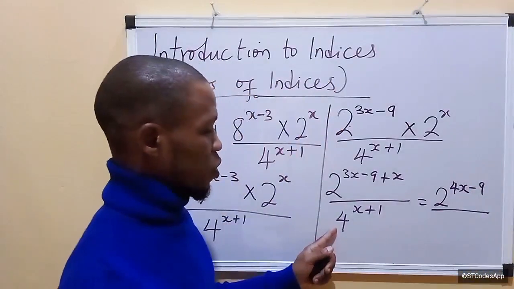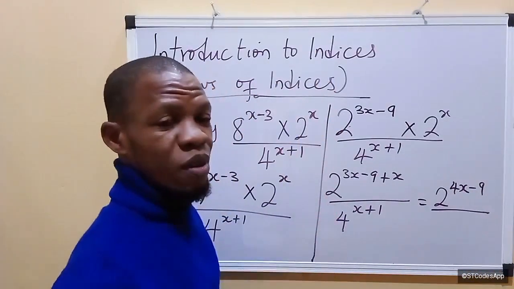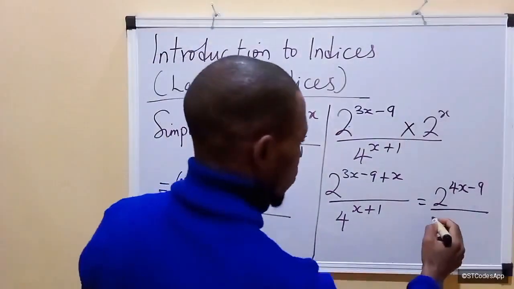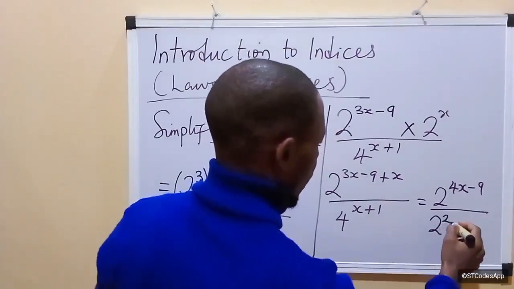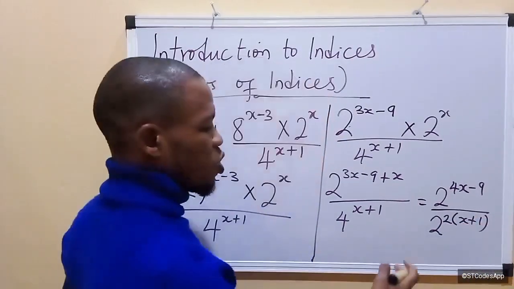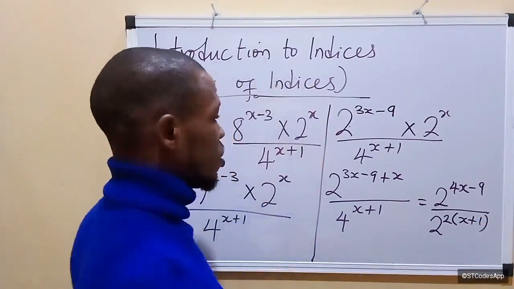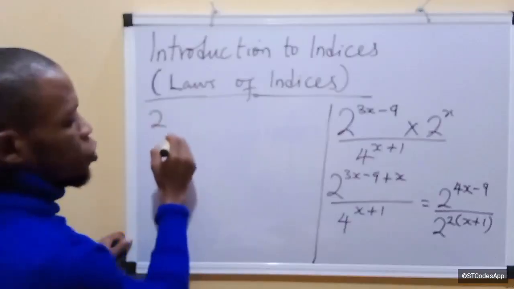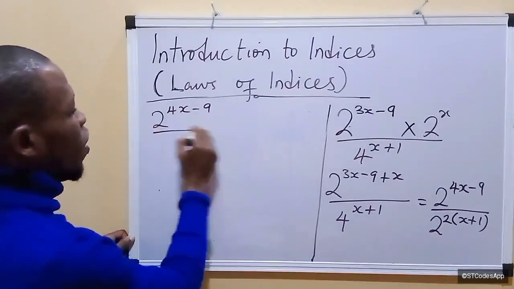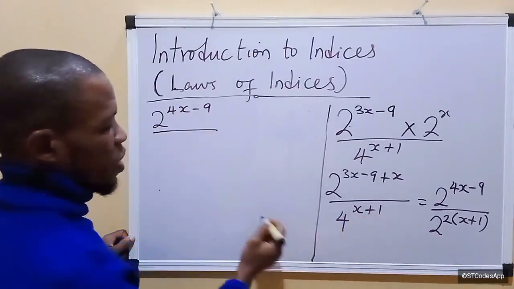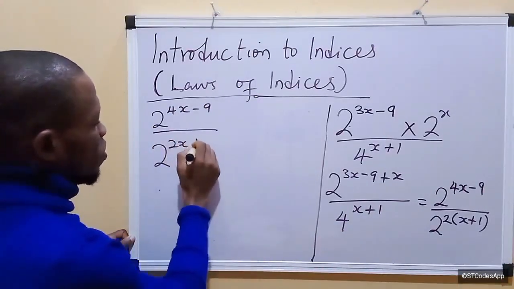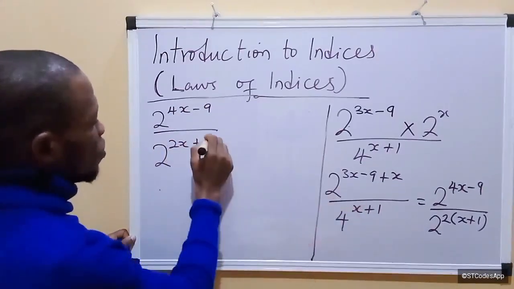Now let me make this 4 to have the same base as 2. And 4 simply means 2 times 2, which is 2 raised to the power 2. So this is going to be 2 raised to the power 2 in bracket x plus 1. Now I'm going to open the brackets in the power of the denominator. 2 raised to the power 4x minus 9 all over. Then let's open that bracket. We have 2 raised to the power 2x plus 2 times 1, 2.